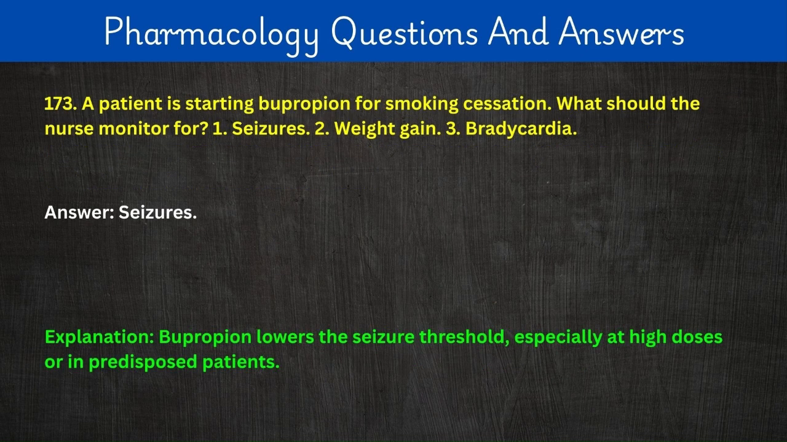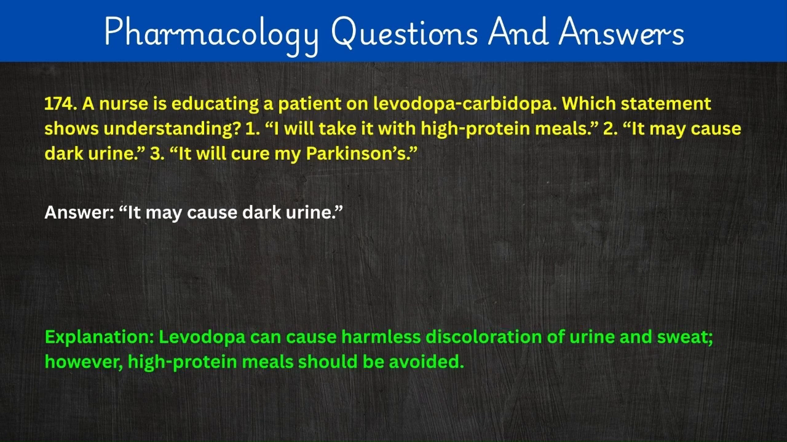173. A patient is starting bupropion for smoking cessation. What should the nurse monitor for? 1. Seizures. 2. Weight gain. 3. Bradycardia. Answer: seizures. Explanation: bupropion lowers the seizure threshold, especially at high doses or in predisposed patients.